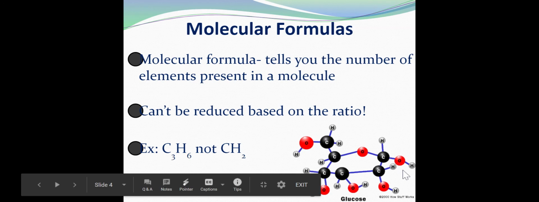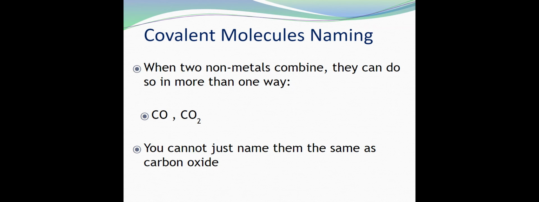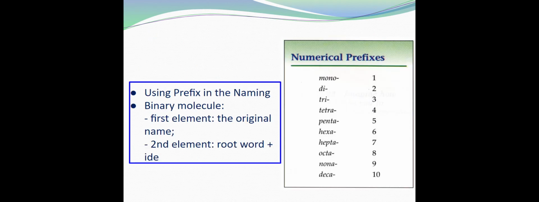Those are mainly carbon, hydrogen, oxygen molecules. They can form all different kinds, so you cannot just name them the same. You can't say this is carbon oxide, because that doesn't work. What we do when we name them is use a prefix in the name to indicate the number of atoms in the molecule.